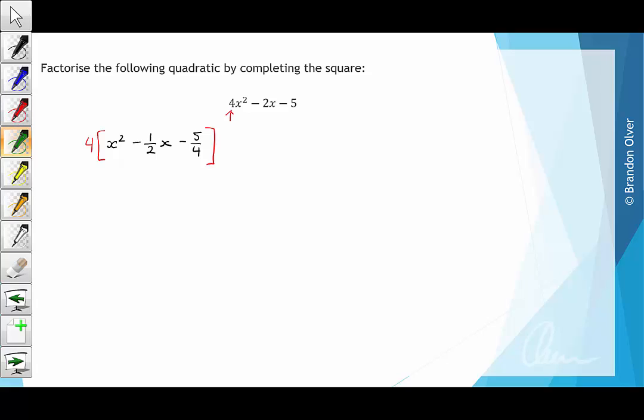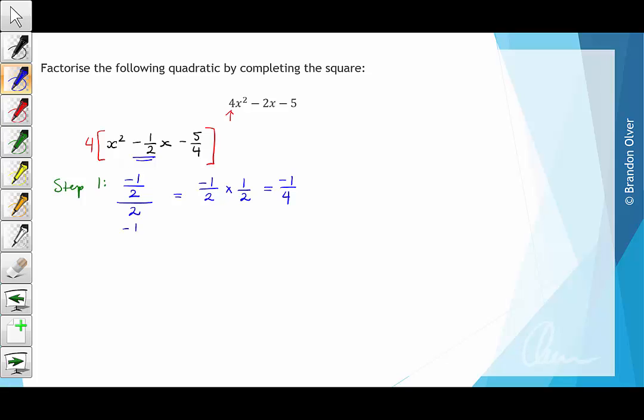So step 1 gets us to look at the coefficient of the x term. The coefficient of the x term is negative a half, and we're going to divide that by 2, which is the same as saying we're going to have negative a half times by 1/2. So all up, that's going to give us negative a quarter.